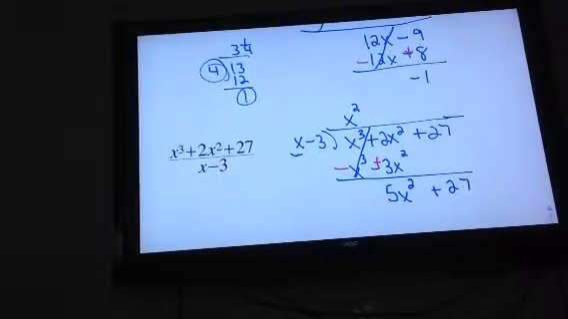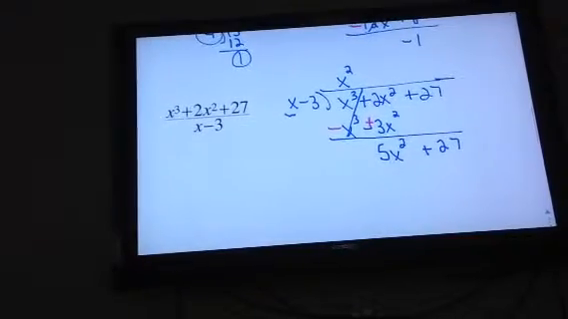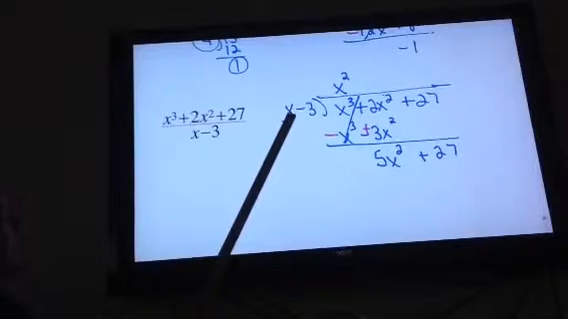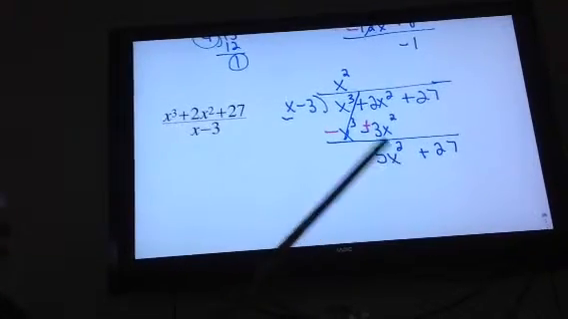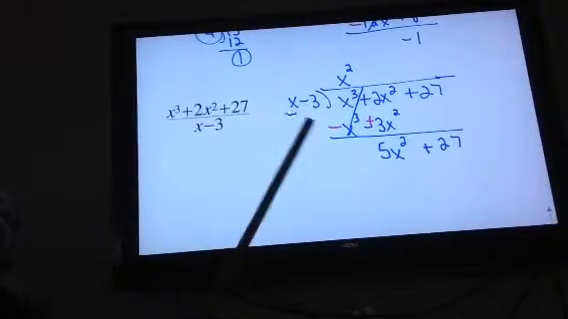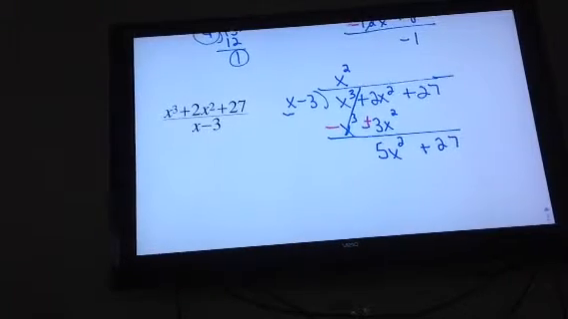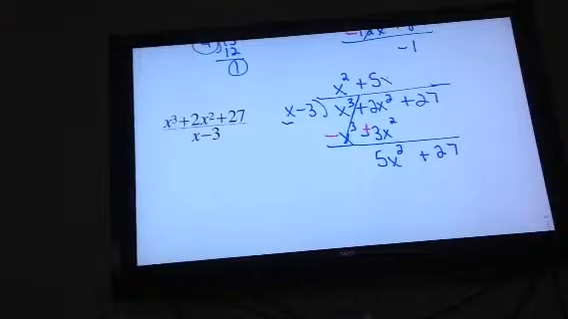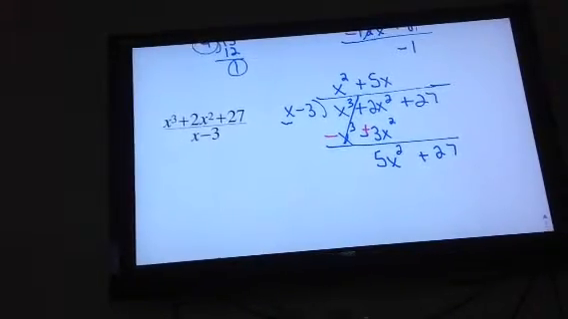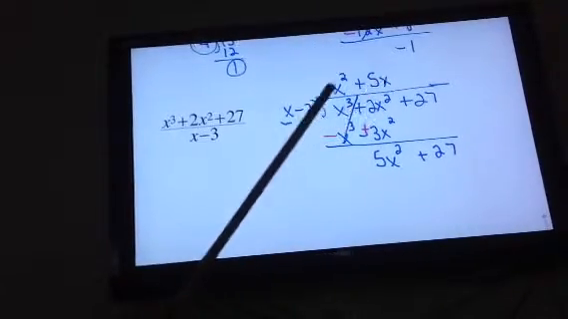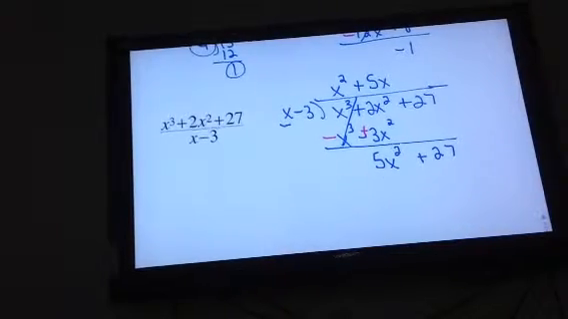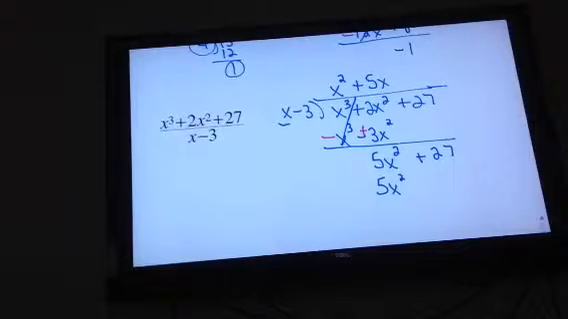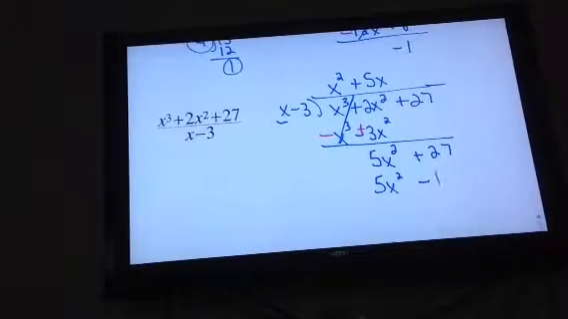And this is where it's going to go slightly different. And I go and I repeat. x divided into 5x squared, or what do I multiply x by to get 5x squared? And that's a positive 5x. And I multiply through. 5x times x is 5x squared. 5x times minus 3 is minus 15x.